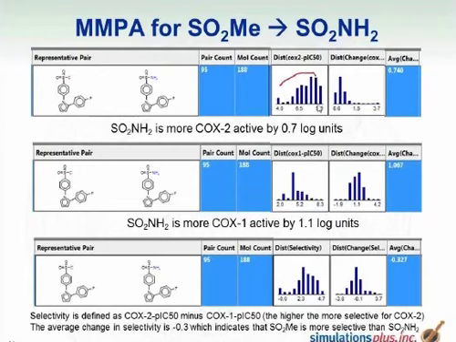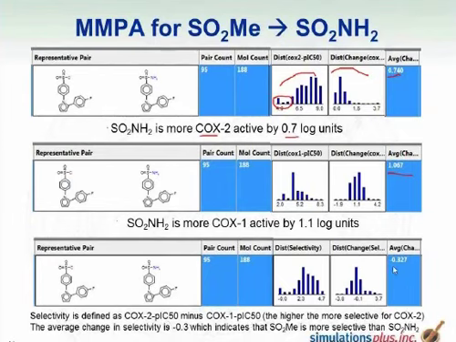This next row looks at COX-1. Here we see the average change is about 1 log unit. So sulfonamide here is more COX-2 active by 1.1 log units overall. And then finally we look at the selectivity of the modifications. Here we've defined selectivity as the COX-2 pIC50 minus the COX-1. So the higher the value, the more selective for COX-2.